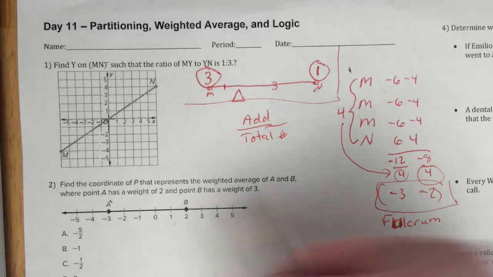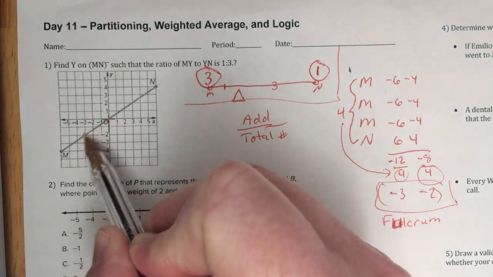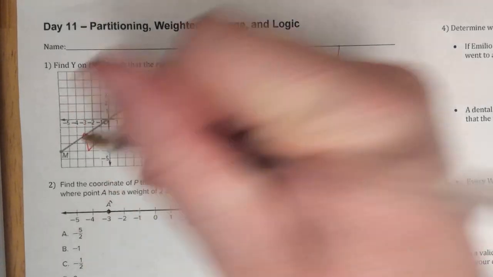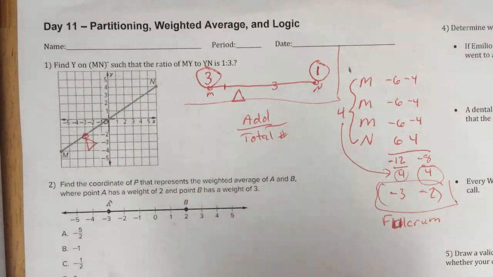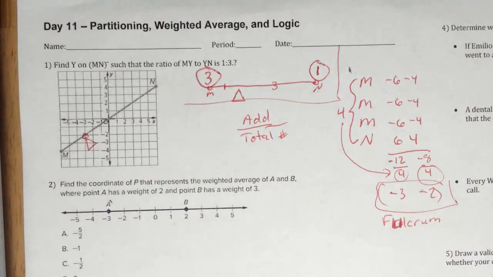Okay, so now, if we put this there, so first of all, -3, -2 is right here, and that's where the fulcrum would be, and that's our answer. That's it. So that's -3, -2, and that's it. And that is our answer for number 1.